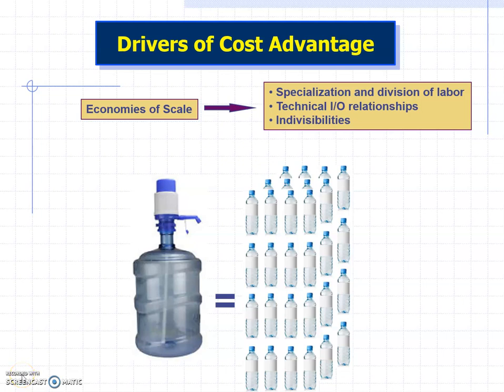And we're back. So we just talked about economies of scale being an important driver of cost advantage. A firm that can take advantage of economies of scale is going to lower its costs. One of the things that helps with economies of scale, as we talked about, was specialization and division of labor, the ability to specialize and get the most production out of those workers. The technical input-output relationships, right?